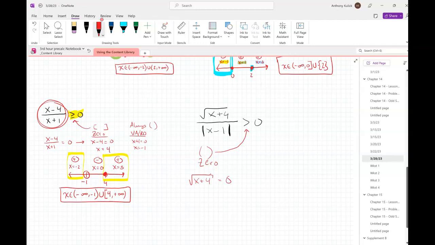So how do I solve the square root of x plus 4 equal to 0? How do I get rid of the square root? Square both sides. Great. And what's 0 squared? Just 0. And then we'll just subtract the 4 over. So that's one thing that I need.